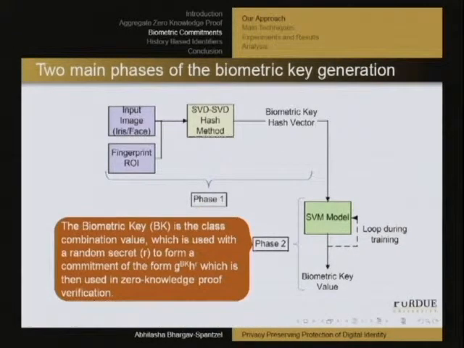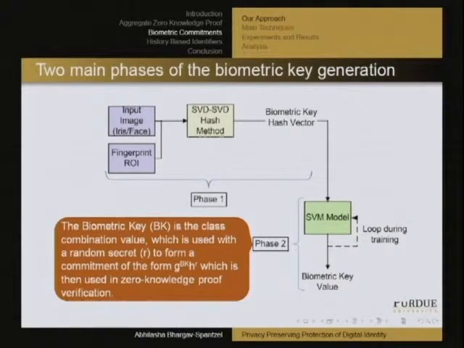In the second phase, you take this hash vector and use a classifier to classify it. In this whole process of classification, we generate a particular key. This biometric key is the strong identifier that we used in the original zero knowledge proof protocol.